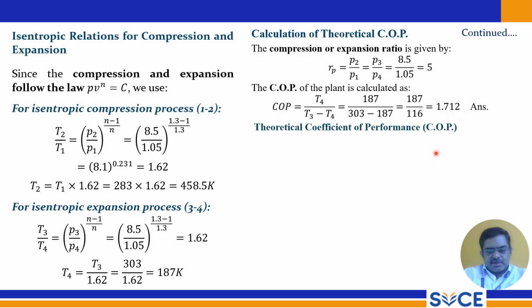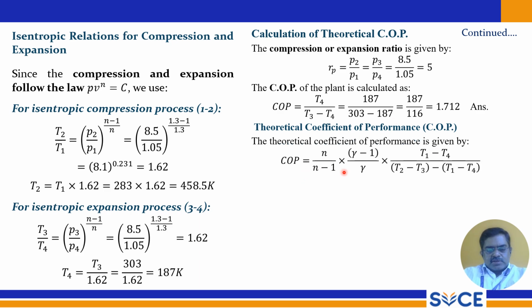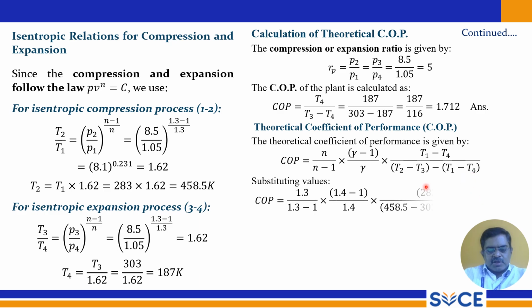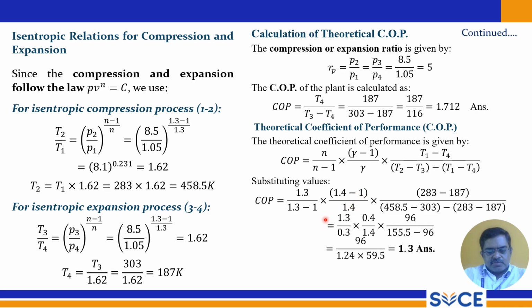And second answer, theoretical coefficient can be calculated like this. It is in terms of n and gamma: n divided by n minus 1 into gamma minus 1 divided by gamma, into T1 minus T4 divided by T2 minus T3 minus T1 minus T4. So this is the theoretical COP relation. Substituting all the values here, we are getting the theoretical COP as 1.3. So this is the answer for this. And final answer is 1.3 is the theoretical COP for this refrigeration system.